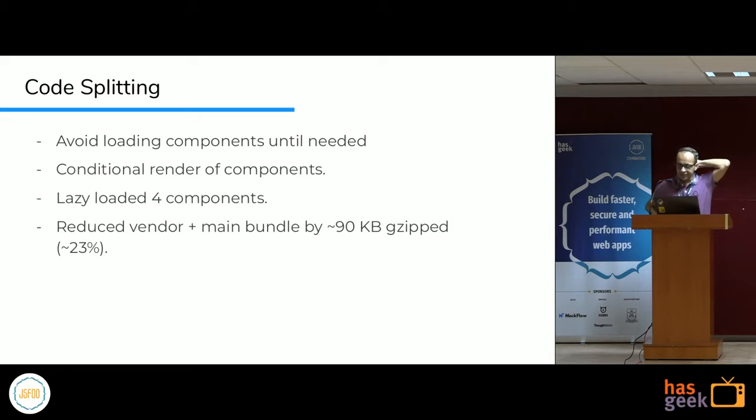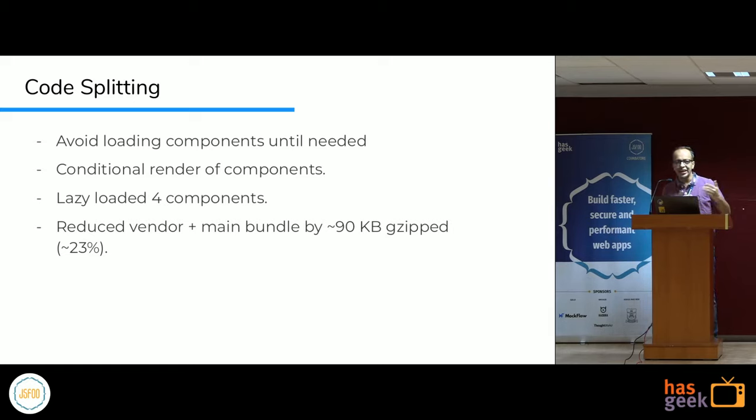Okay, code splitting. So the removal of unused code and duplicate libraries is all very lucrative because you can get rid of stuff that you don't want, but there's always only so much that you can do there, right? And then comes code splitting. Code splitting essentially is about avoiding loading components until they are needed. A lot of times we load a lot of things right at the beginning. We may sometimes not need them or may need them a lot later. So that's what code splitting essentially tries to identify.